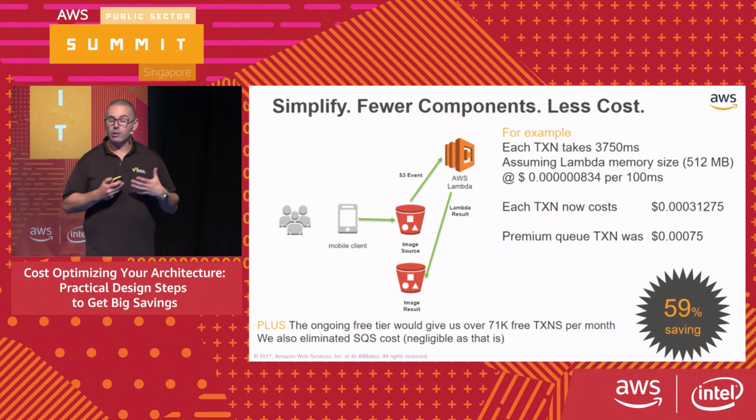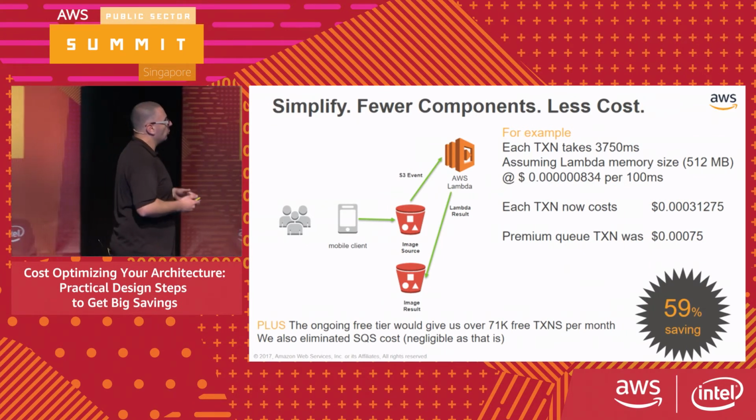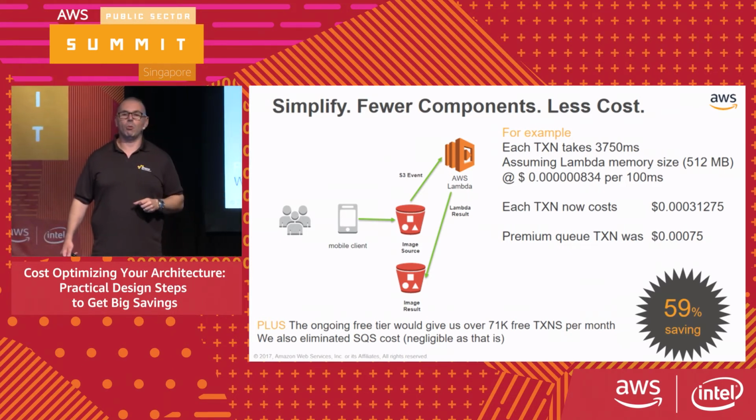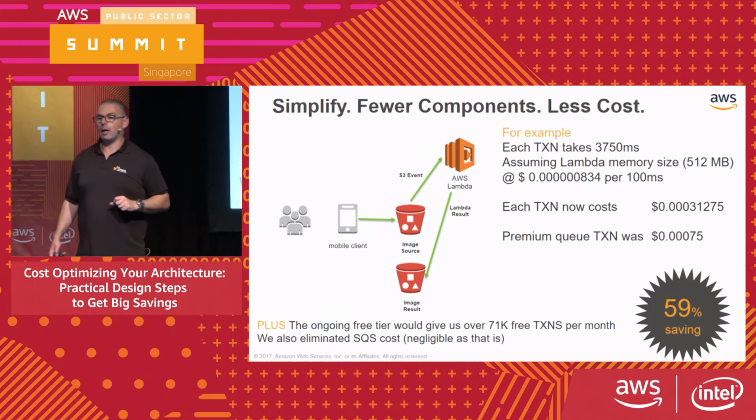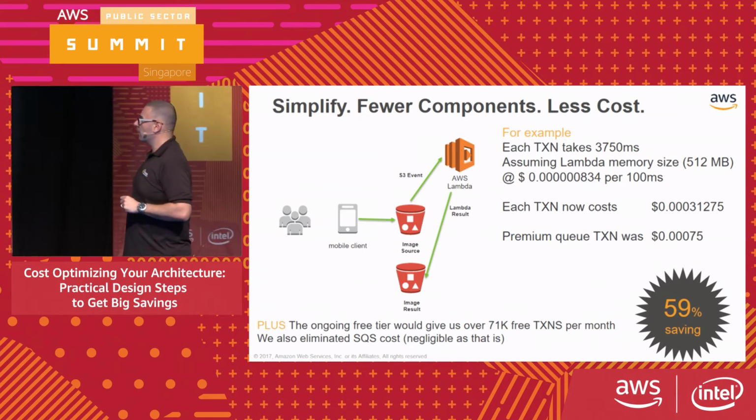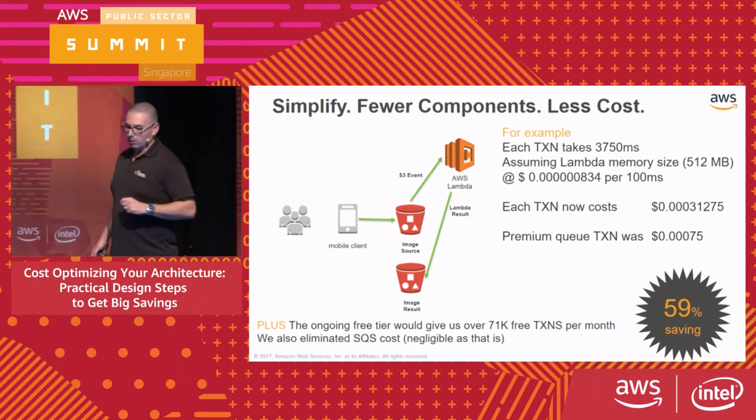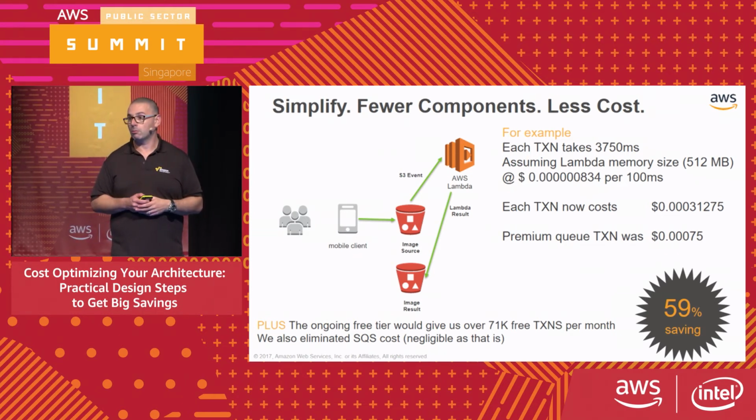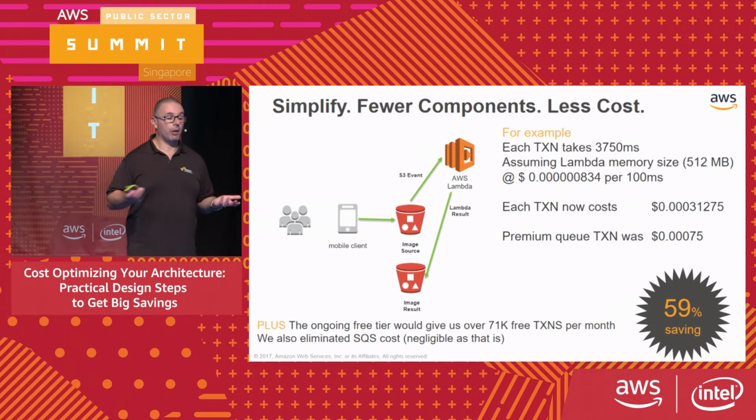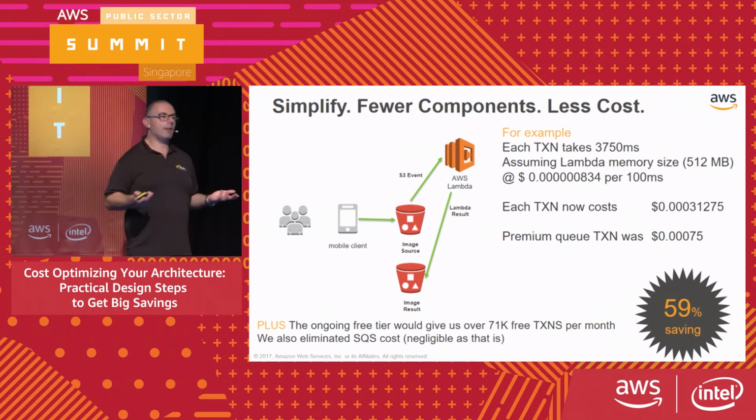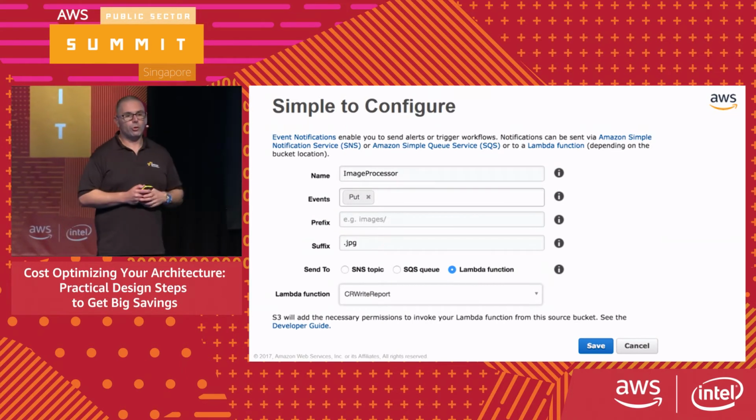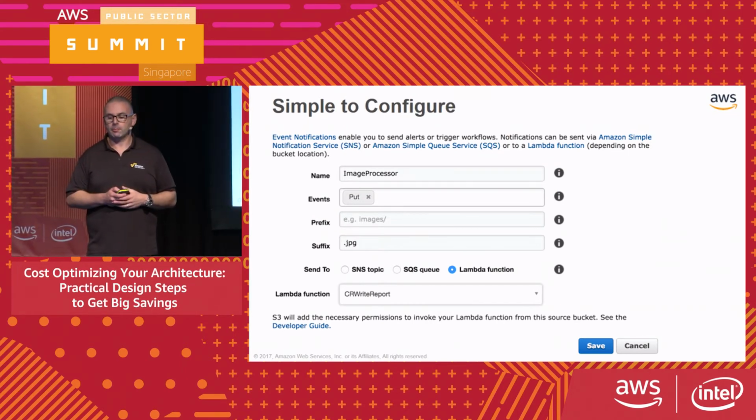Well, I could simplify it. I could apply Lambda, and what I could do is have a Lambda function spin up, do the processing, turn off anytime I want. And this can be triggered by an S3 event. Now, what this means using this model is I can actually save 59% on my per transaction cost. What does that do to my business model, my operational cost? It's pretty exciting. What did I have to do to make that event happen? All I had to do was activate a trigger on my S3 bucket.